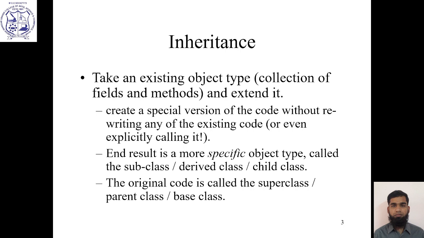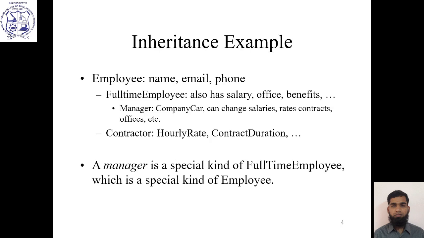To take an existing object type, a collection of fields and methods, and extend it, creating a special version of code without rewriting any of the existing code or even explicitly calling it. The result is a more specific object type called the subclass, derived class, or child class. The original code is called the superclass, parent class, or base class.